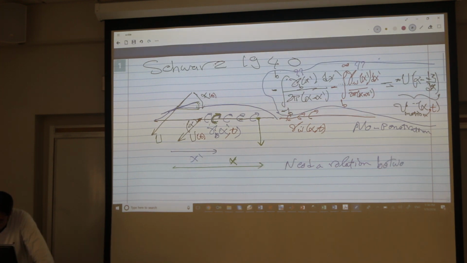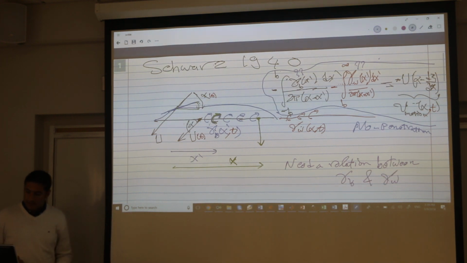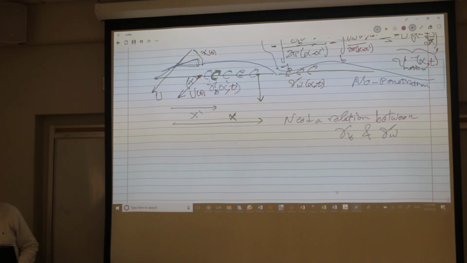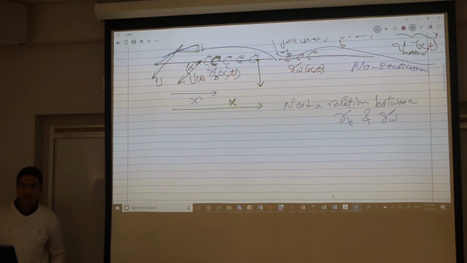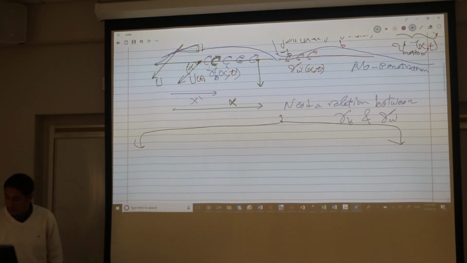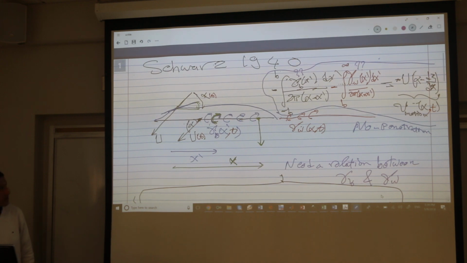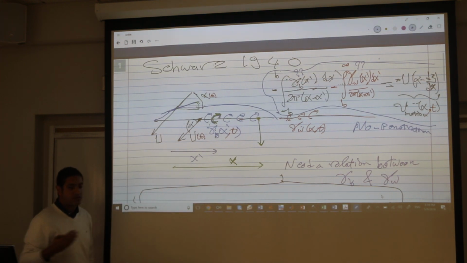Between gamma bound and gamma wake, right? Last time we discussed what is a good candidate for this relation. What is a good candidate for this relation? If you need a relation between the bound circulation and the wake circulation, what is a good candidate for this relation? Is there something we did last time? What was it? You can try to remember if you have a good memory, or just try to think. If I want to relate the bound circulation and the wake circulation, what is a good candidate?